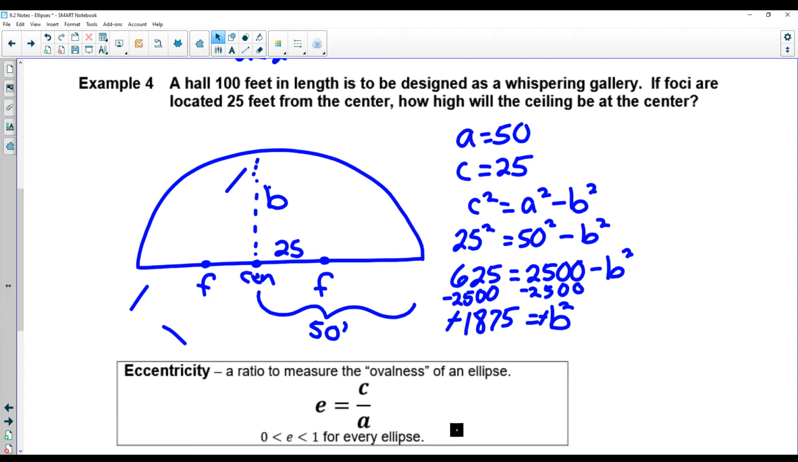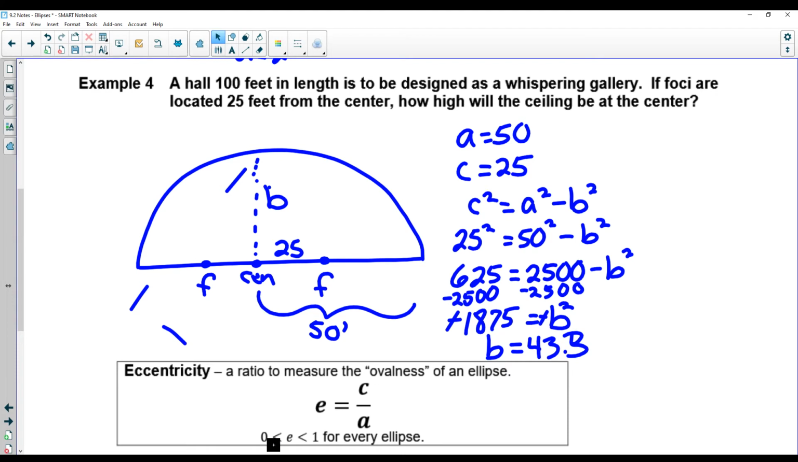And then go ahead and square root this thing. All right, so the square root of, oh boy, I don't know if I can do this one in my head. All right, I'm going to get out my phone here. 1875, square root of it comes out to 43.3. All right, so B is 43.3. That's how high that ceiling would need to be.